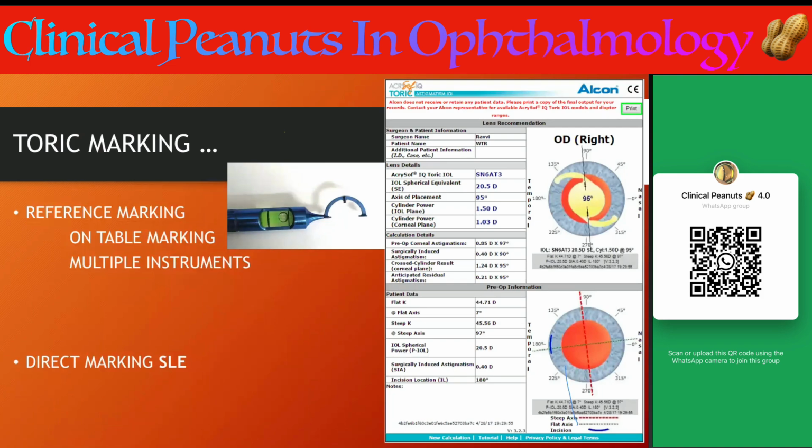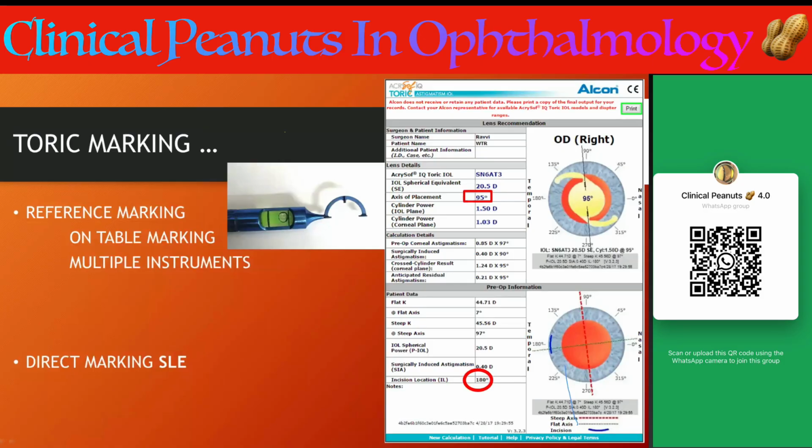Before going to toric surgery, you need to mark the cornea: where you are going to put the incision, and in what axis you are going to align the lens. In the calculation sheet, you will get the two areas where you need to mark. One is the axis of placement. In this case, it is 95 degrees. At 95 degrees, you'll have to put one mark across the cornea, limbus to limbus, this side and that side, and the incision marking at 180 degrees. So you'll put a mark at 180 degrees. Here you need to make the incision.